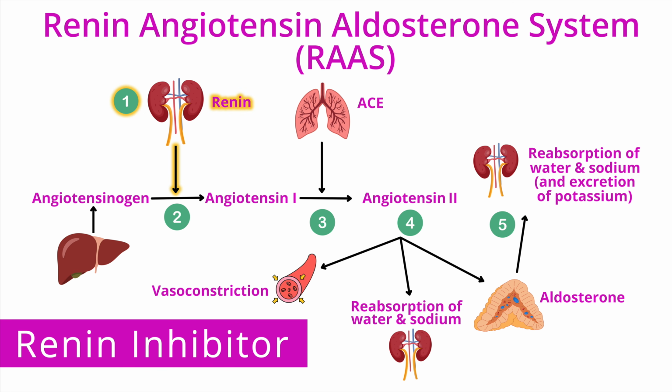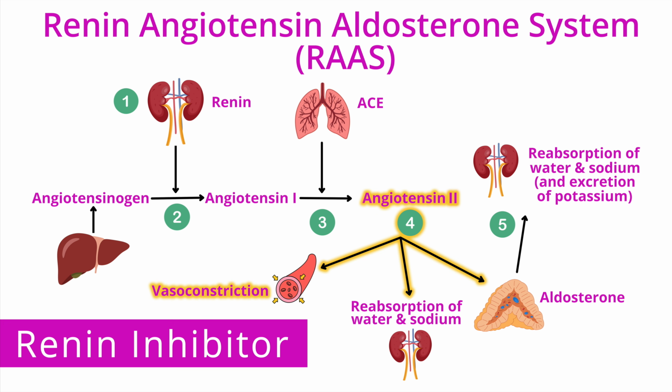First, renin is released by the kidneys in response to a decrease in renal blood flow, indicating low blood pressure. Next, renin activates angiotensinogen into angiotensin 1. After that, ACE, which stands for angiotensin converting enzyme, converts angiotensin 1 into angiotensin 2. And angiotensin 2 does a number of things.